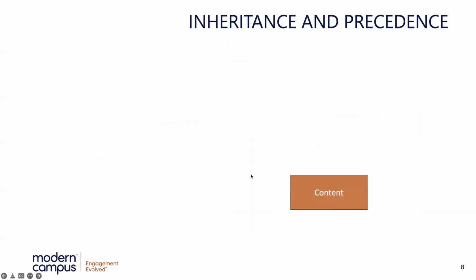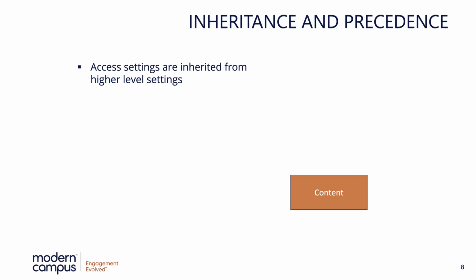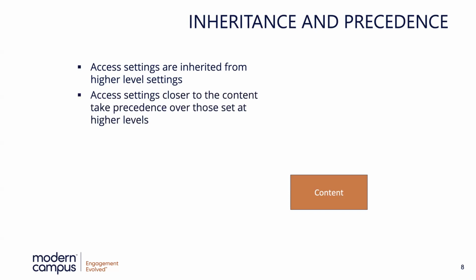Next, I want to talk about inheritance and precedence. These are some key terms when we think of access settings. Access settings are inherited from higher level settings. So if we don't change anything that's closer to the content, whatever's set at a higher level will just be automatically inherited. Access as you get closer to the content, though, will take precedence over what was set at those higher levels. So let's see that breakdown here.